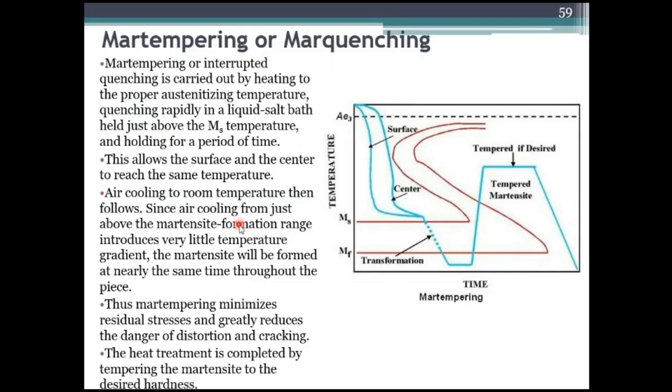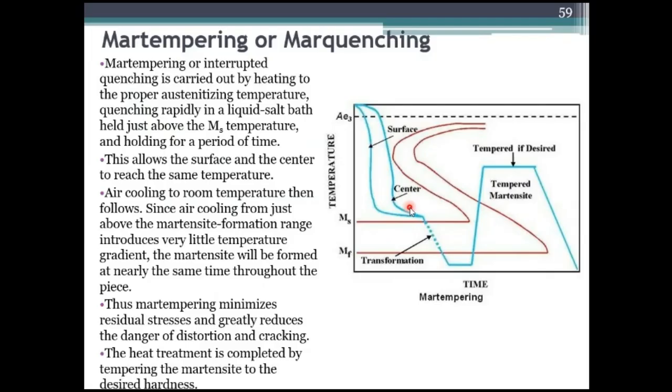Martempering is also a heat treatment process, but here what we will be doing is heating it to an austenitizing temperature and immediately cooling it using a salt bath. The advantage of this is that it will make the surface and the center of the piece have comparatively the same temperature. Usually we will be doing air cooling to room temperature and then following it in the liquid bath.